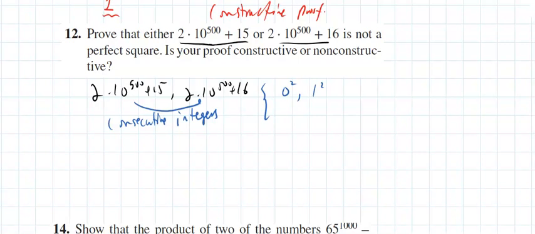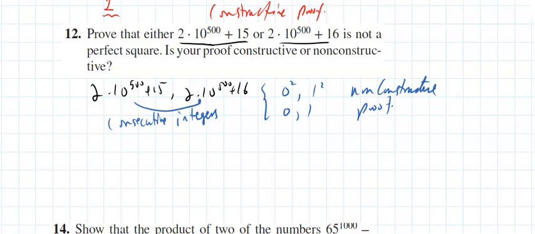The next one is 4, so you know, this is 0 and 1. Those are consecutive. Anything other than 0 and 1 will not be consecutive. Therefore, this is a non-constructive proof. And that's pretty much it.